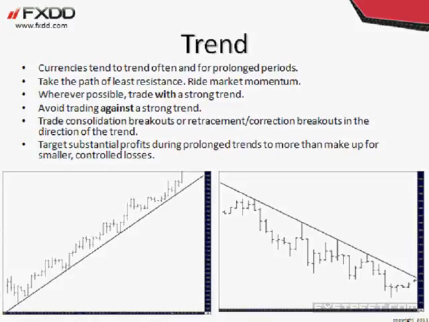Okay, now, why do we trade with the trend? Well, first, we want to take the path of least resistance. We want to ride the market momentum. And that only makes sense. It makes a lot of sense to me. Now, wherever possible, and this is key here, wherever possible within a trend, I will trade with a strong trend. Okay? If there's a trend, I will trade with it.